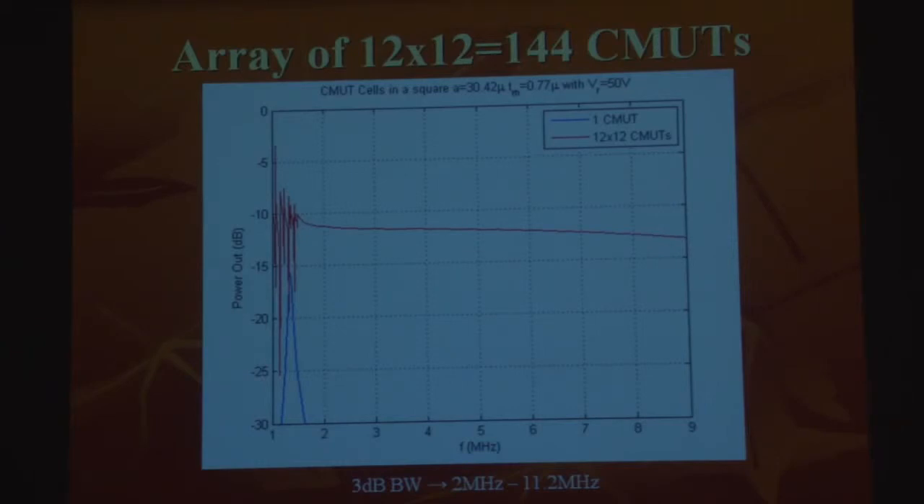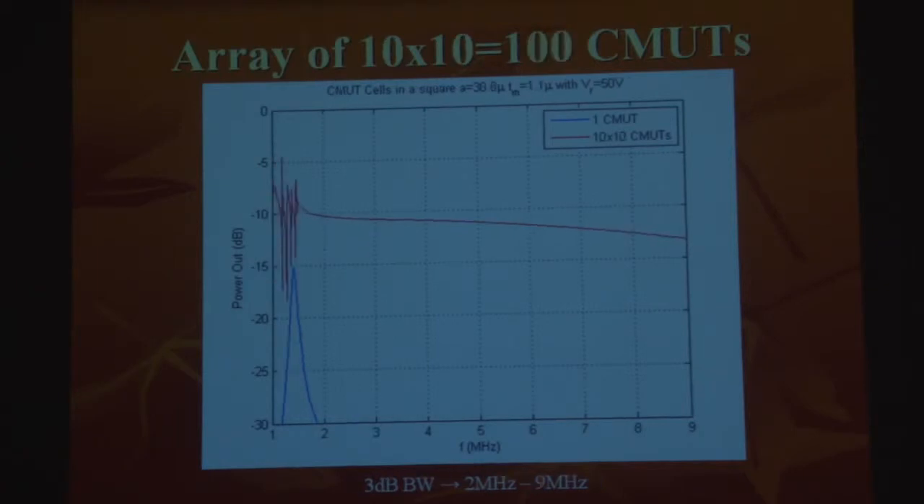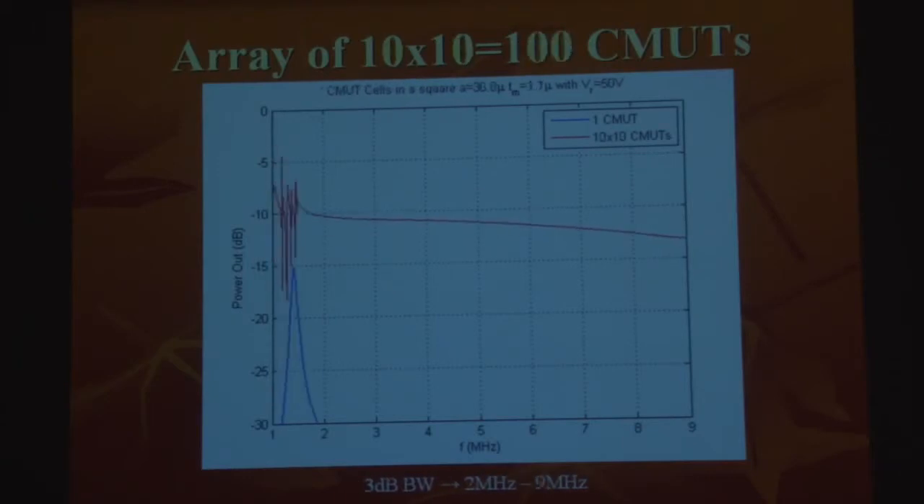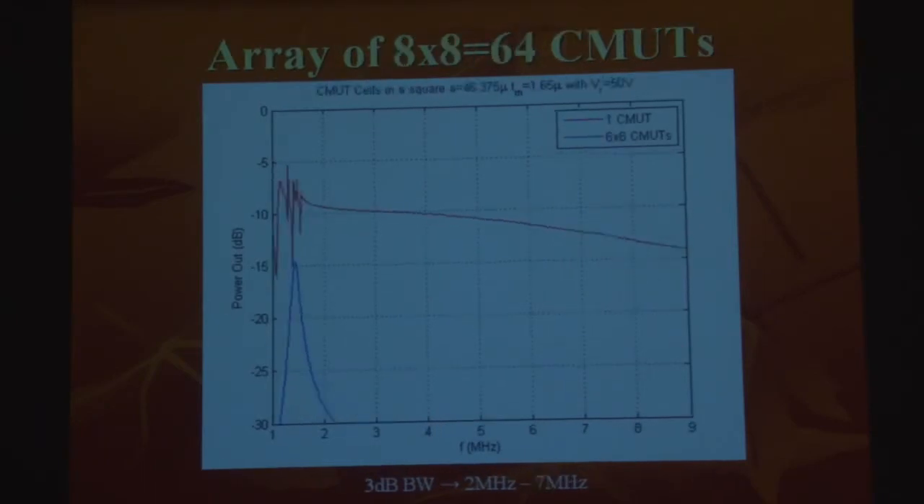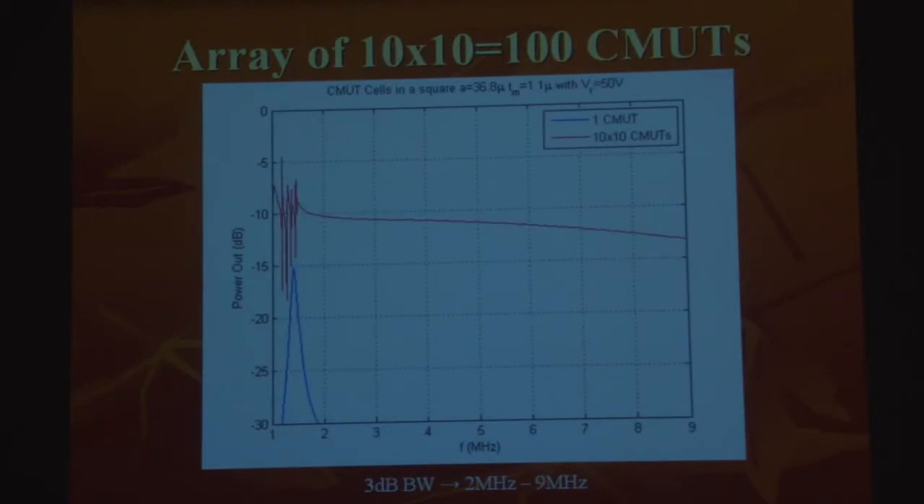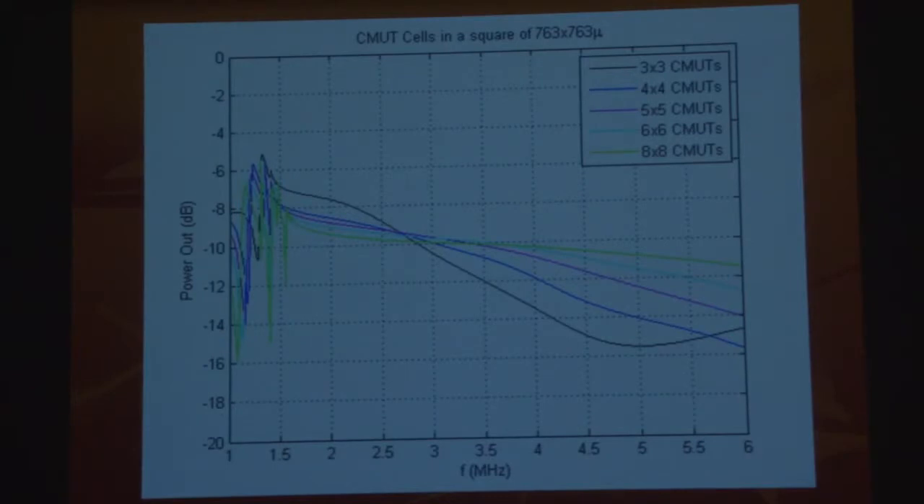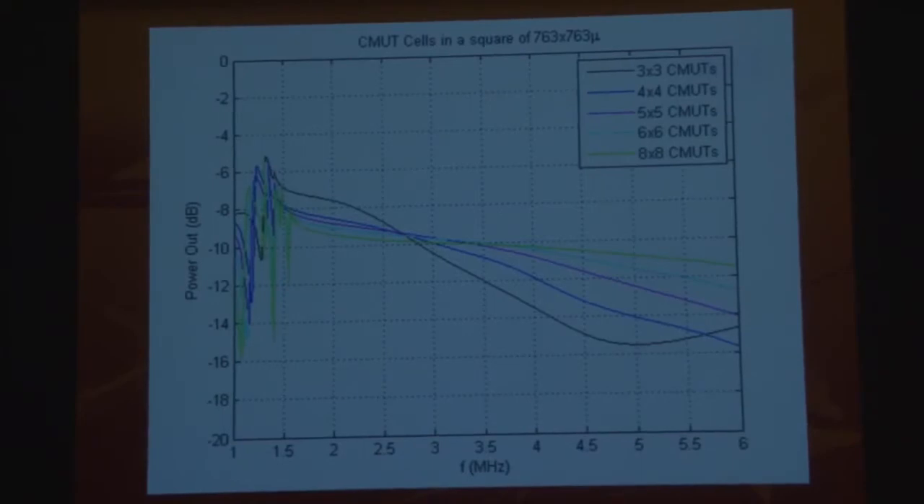But notice also that as you make each individual cell smaller, the power goes down slightly. So I'm going to make a comparison, 10 by 10 versus 12 by 12. If you look at the comparison, the power goes down and the bandwidth goes up. So this is a comparison of these different CMOT designs. And right around there we have these spurious resonances, but the rest is very clean and very nice, very wide bandwidth.